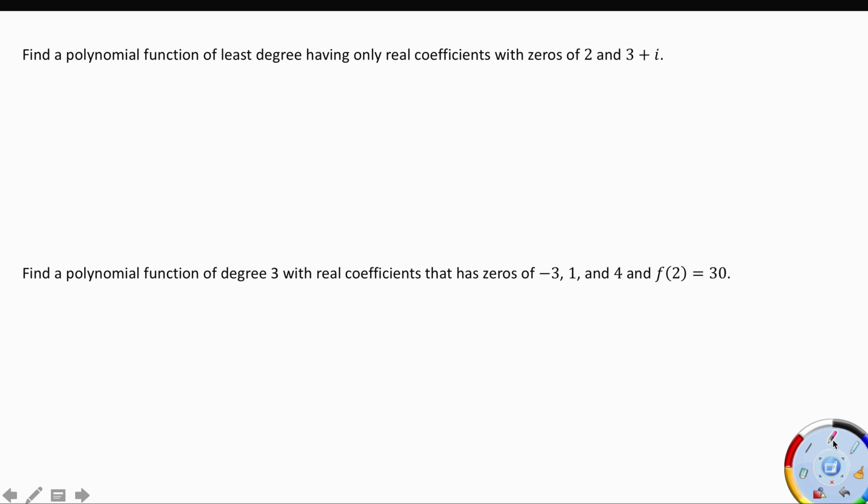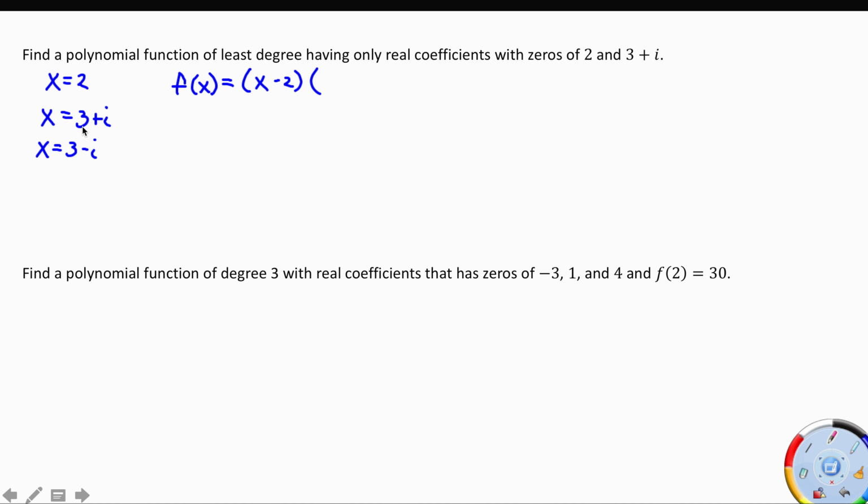Okay, what if we had a question like this that said, find a polynomial function of least degree having only real coefficients with zeros of 2 and 3 plus i. Okay, well, if I have zeros of 2 and 3 plus i, then because of what I know about complex zeros, I also know I have a zero that's 3 minus i. Remember, they occur in conjugate pairs. And if these are zeros, I know that I have corresponding factors of this zero as x minus 2.